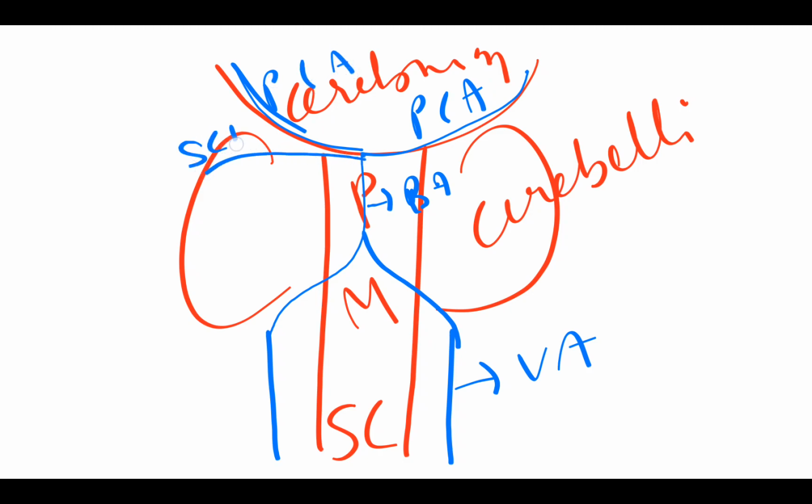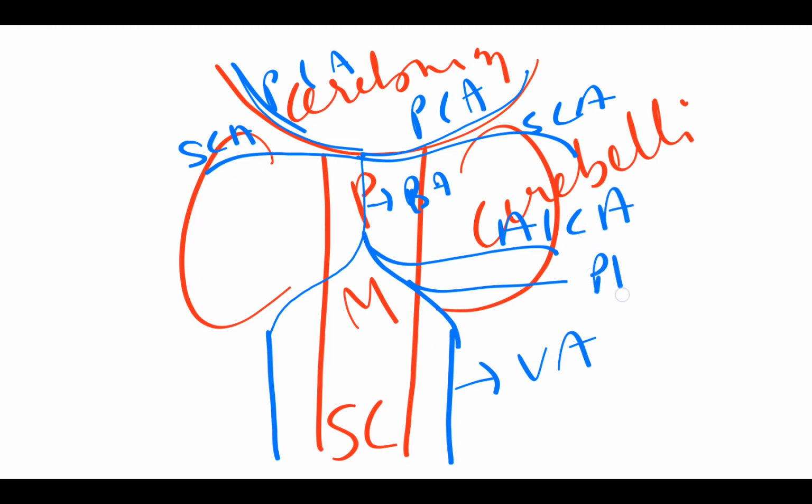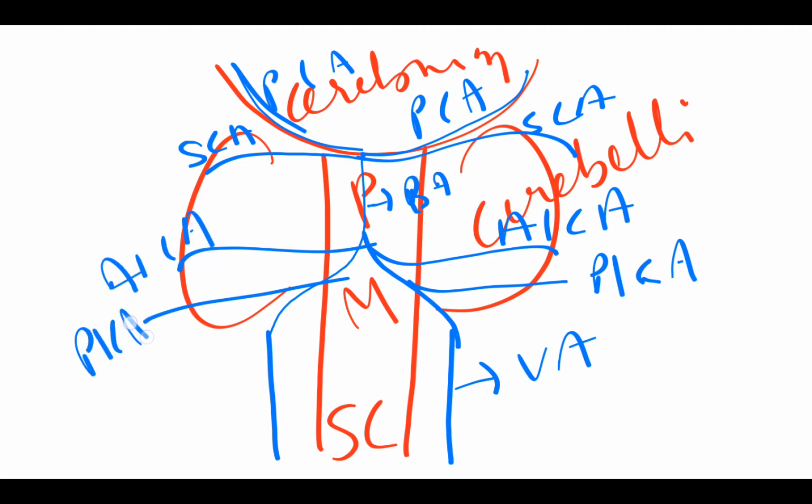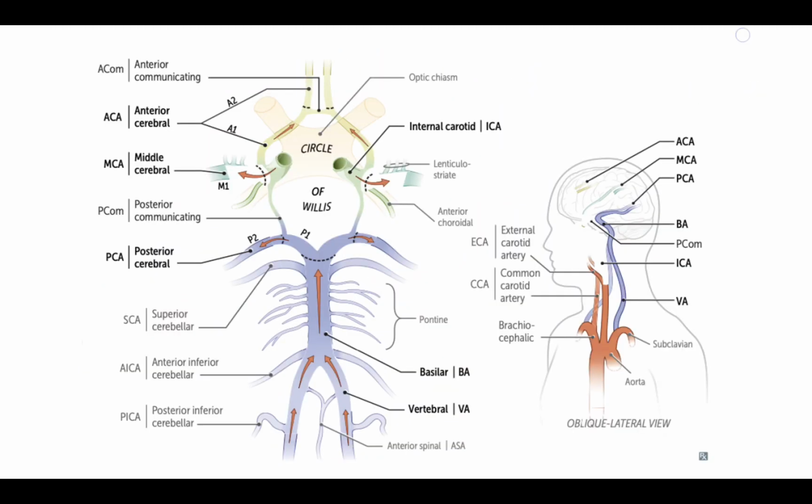This will be superior cerebellar artery on both the sides. And this will be anterior inferior cerebellar artery, AICA. And this will be PICA, posterior inferior cerebellar artery. Again, AICA and PICA. And we have also seen that the vertebral artery branches off downwards into the spinal cord as anterior spinal artery. So this is all about the circle of Willis. Alright, so you have to get perfect in this. Just keep practicing. Alright, thank you.